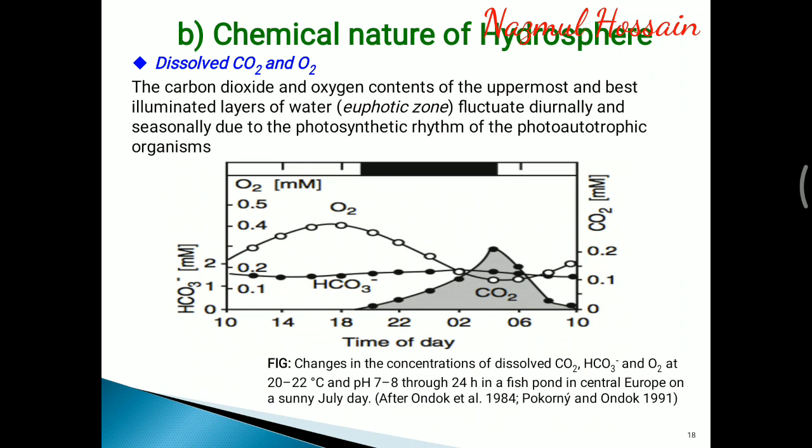Now, dissolved carbon dioxide and oxygen. The carbon dioxide and oxygen contents of the uppermost and best illuminated layers of the water, which is known as the euphotic zone, fluctuate diurnally and seasonally due to the photosynthetic rhythm of the photoautotrophic organisms. The figure shows changes in the concentration of dissolved carbon dioxide, bicarbonate, and oxygen at 20 to 22 degrees Celsius and pH 7 to 8 through 24 hours in a fish pond in Central Europe on a sunny day, July.